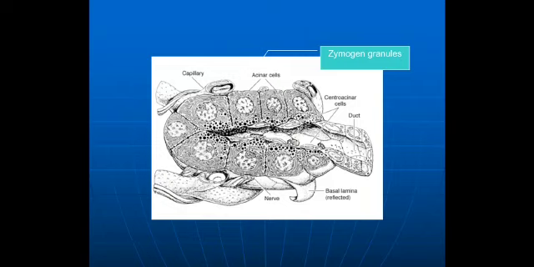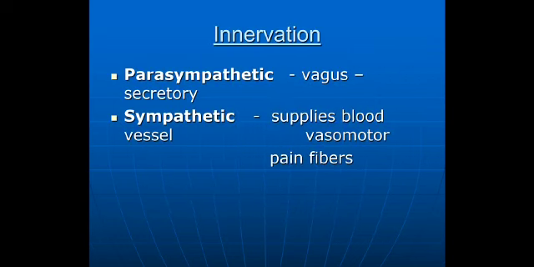With the nerve supply, the sympathetic is through the celiac plexus and superior mesenteric plexus. The sympathetic stimulation inhibits the pancreatic secretion, whereas the parasympathetic supply through the vagus increases pancreatic secretion. You can see the zymogen granules. The celiac plexus supplies the blood vessels and vasomotor fibers, and in pancreatitis, the pain fibers are stimulated.